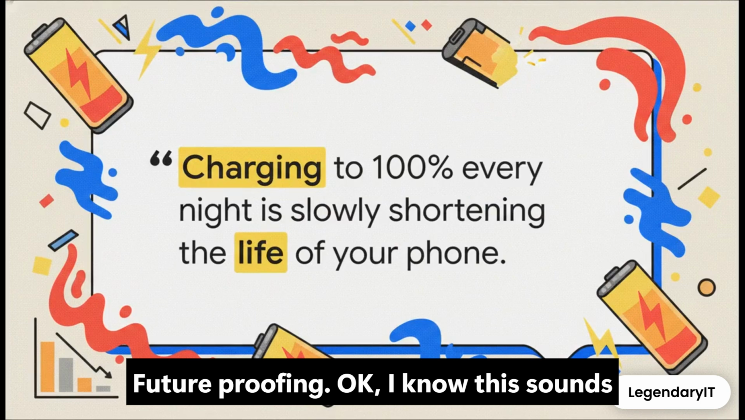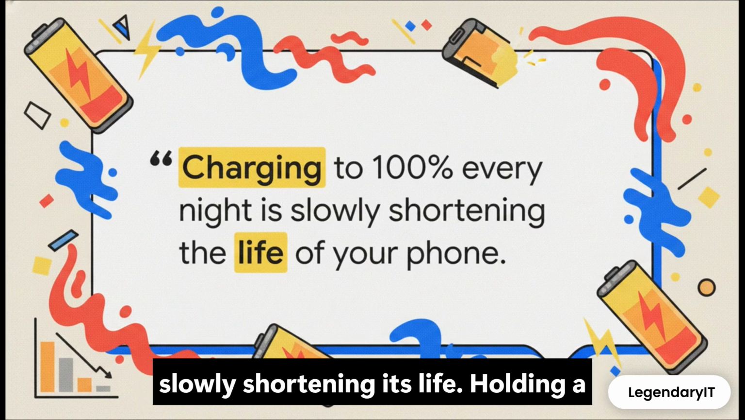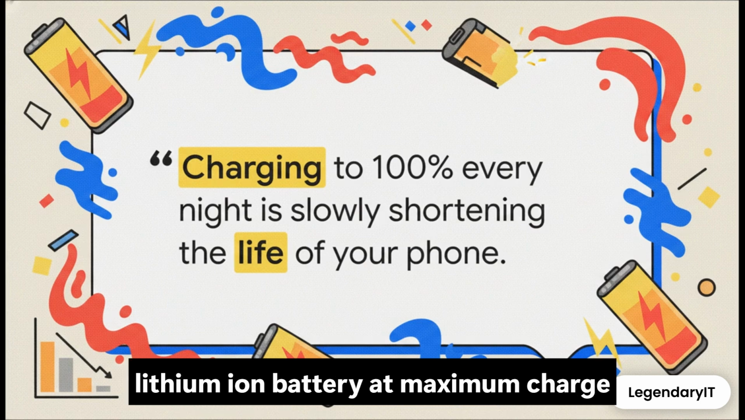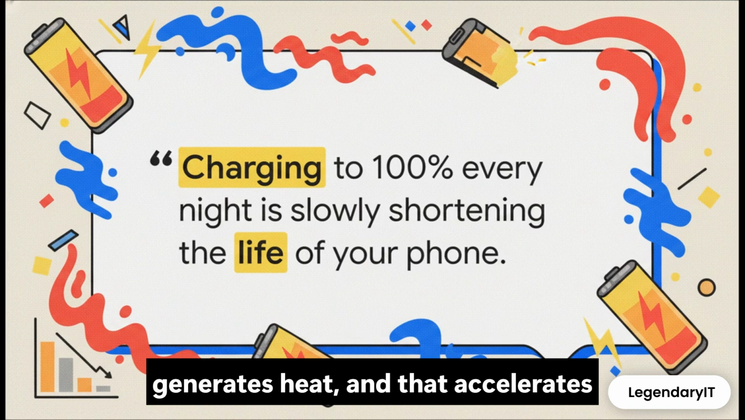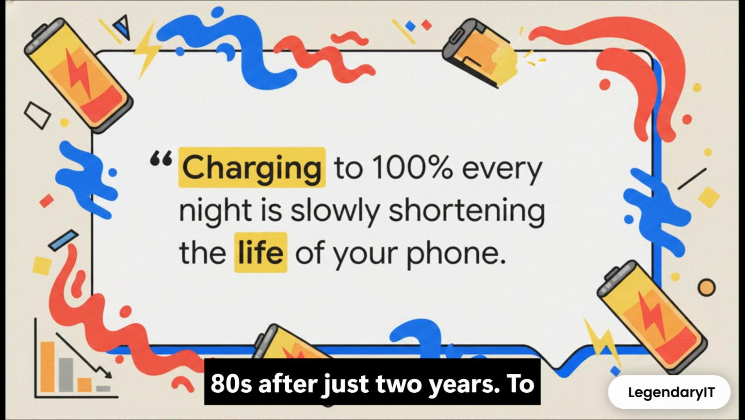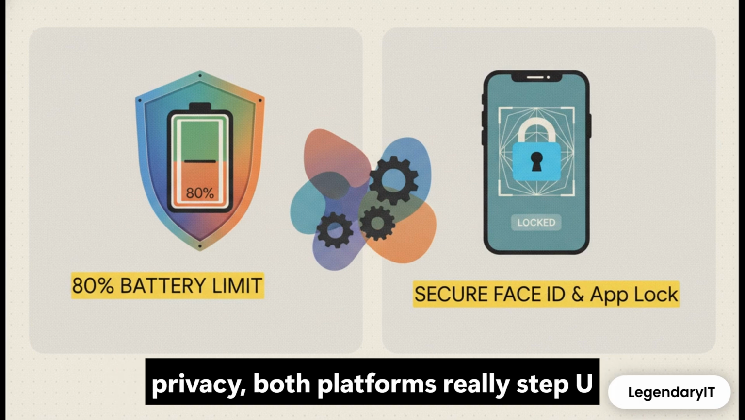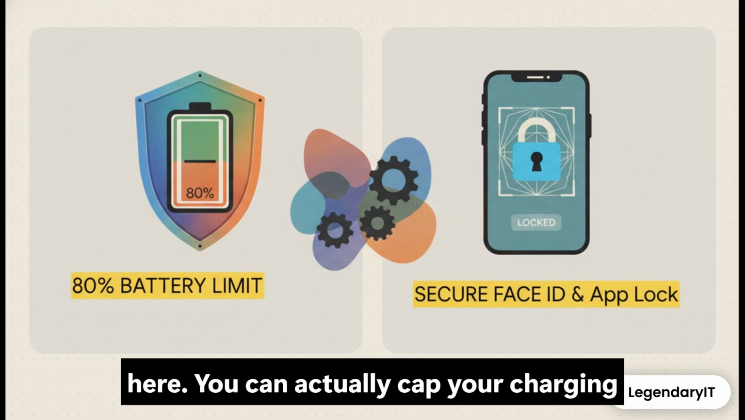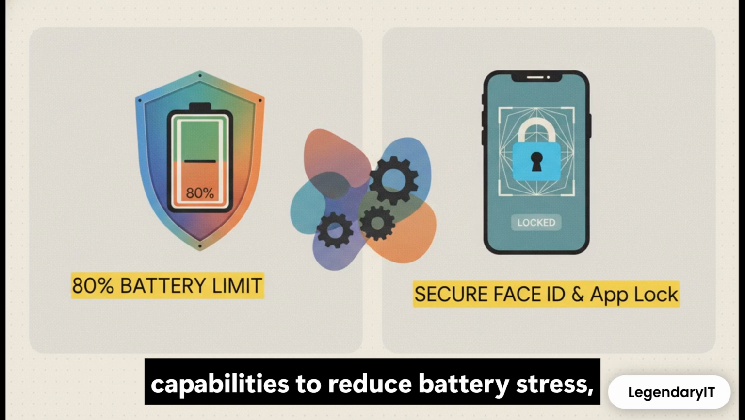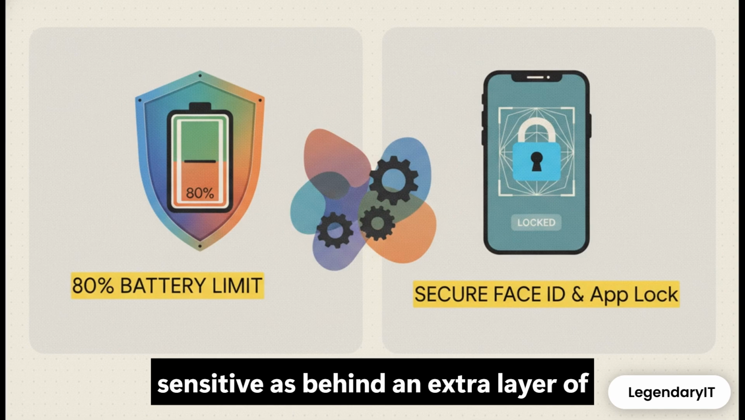Okay, I know this sounds completely counterintuitive, but charging your phone to 100% every night is actually slowly shortening its life. Holding a lithium-ion battery at maximum charge generates heat, and that accelerates chemical degradation. It's exactly why your battery health plummets to the low 80s after just 2 years. To future-proof both your hardware and your privacy, both platforms really step up here. You can actually cap your charging capabilities to reduce battery stress, and you can lock individual, highly sensitive apps behind an extra layer of biometric security.